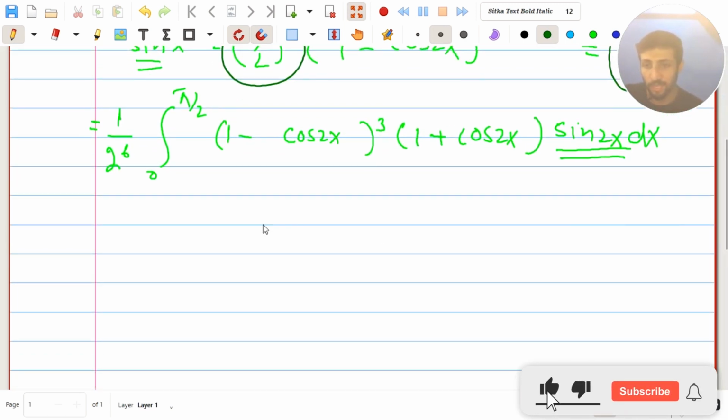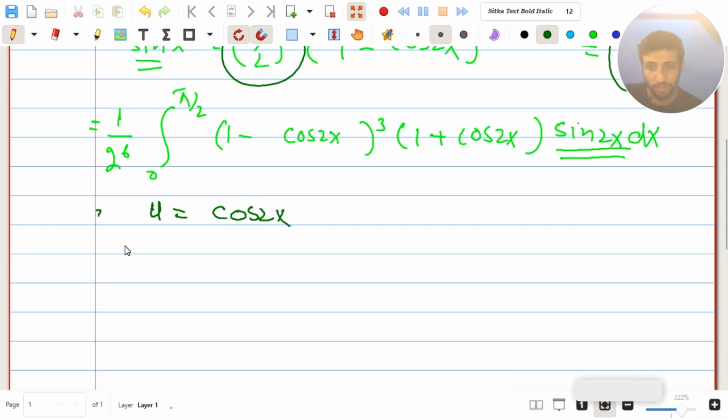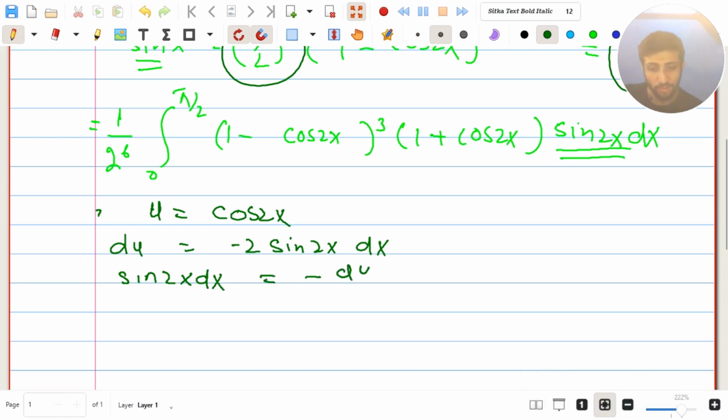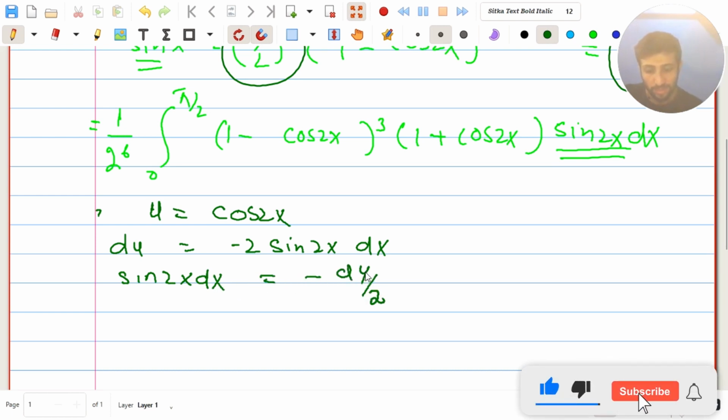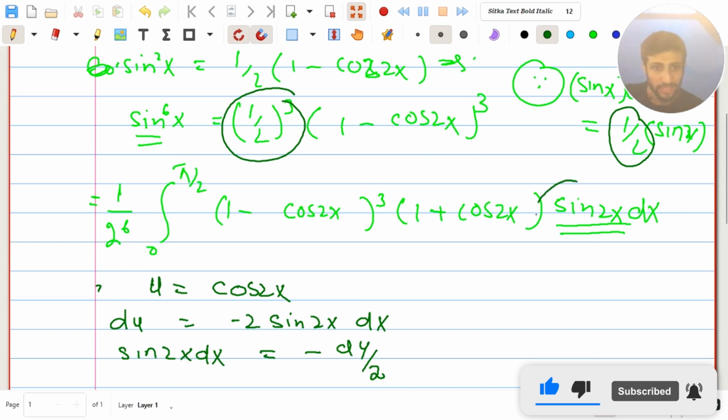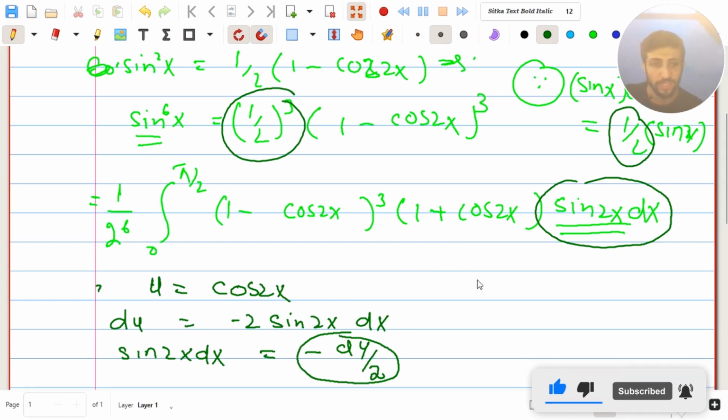Now this is really simple. Now we have to use the substitution method. What you need to do is substitute u equals cos 2x. Now if I take the derivative of cos 2x, I am getting minus 2 sin 2x dx. So if I rearrange this, sin 2x dx equals minus du over 2. I need to just substitute the value of sin 2x dx here.